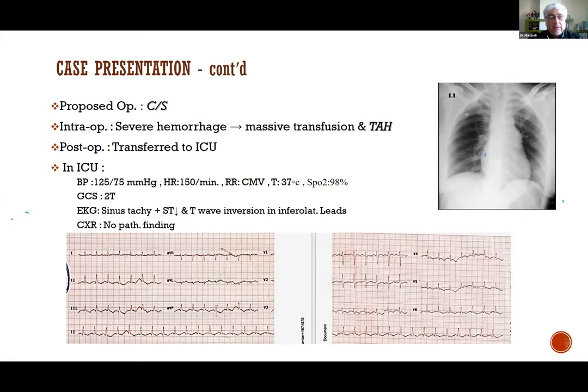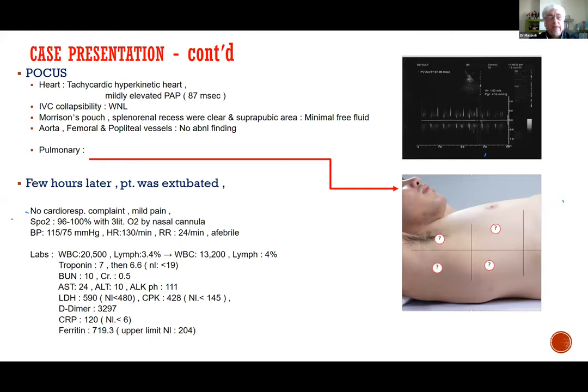So we decided to use POCUS to find the cause of tachycardia, because of the clinical presentation. The heart was tachycardic, hyperkinetic, pulmonary artery pressure was mildly elevated, IVC collapsibility was within normal limits, and no hypervolemia or hypovolemia was detected. Morrison pouch and splenorenal recess were clear. Suprapubic area shows minimal free fluid. Aorta, femoral, and popliteal vessels show no abnormal finding. What about pulmonary? Let me talk about it in the next slide.